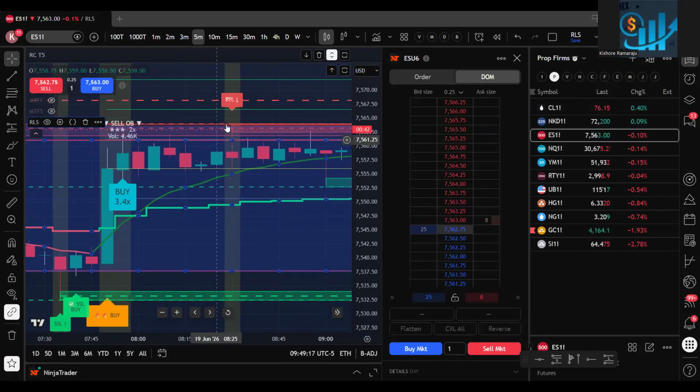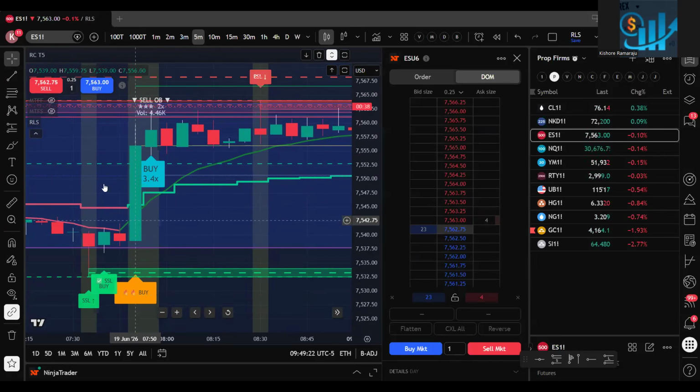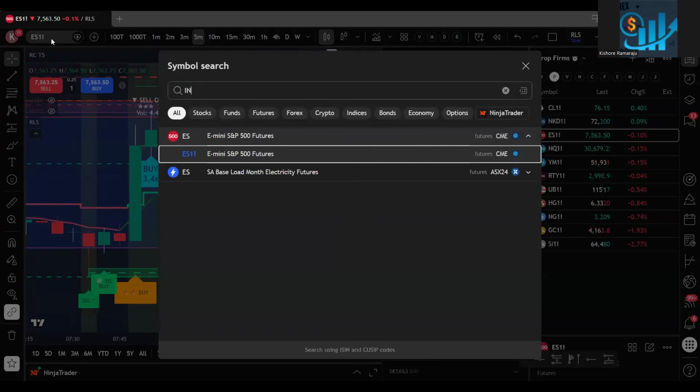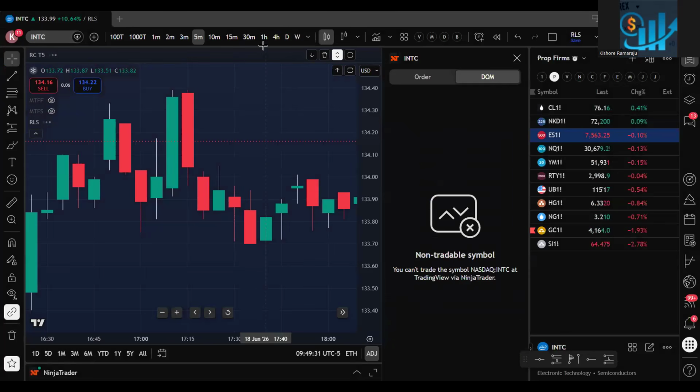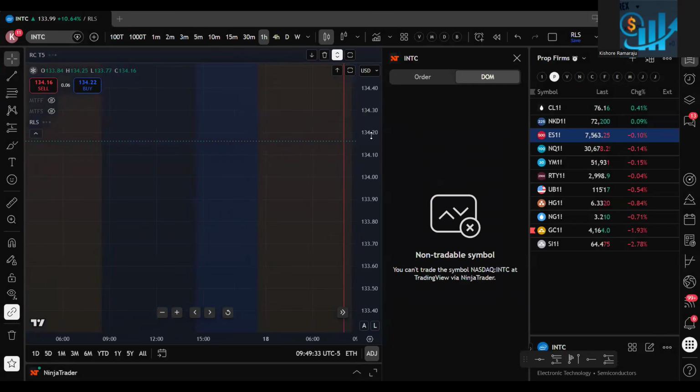What is buy side liquidity? What is sell side liquidity? How can we enter the trades much earlier before the actual move happens? We can enter these trades, right? For example, if you go to Intel, let's go to 1 hour.